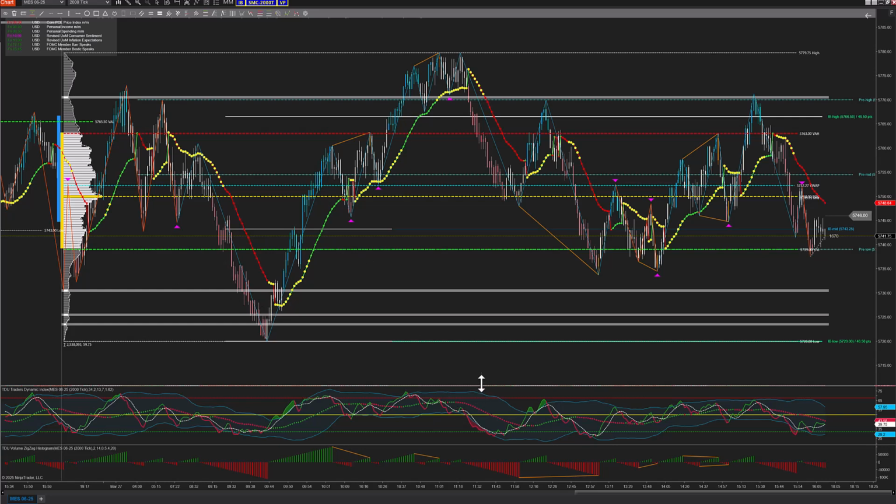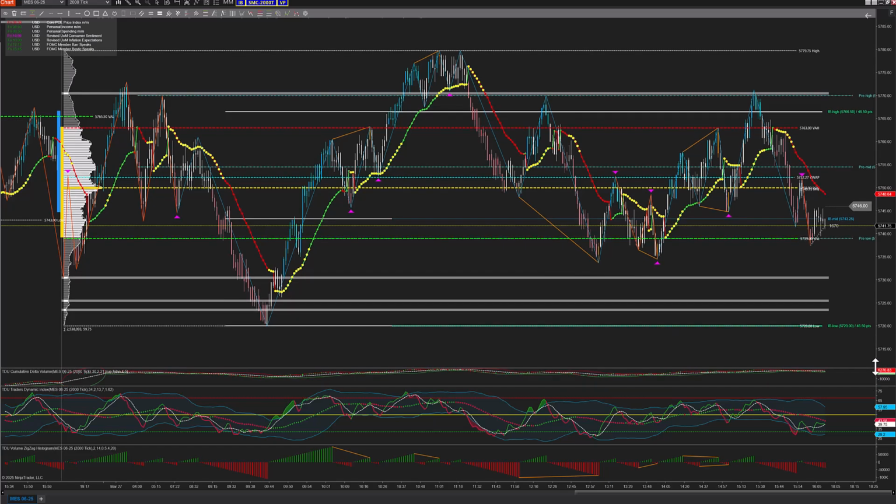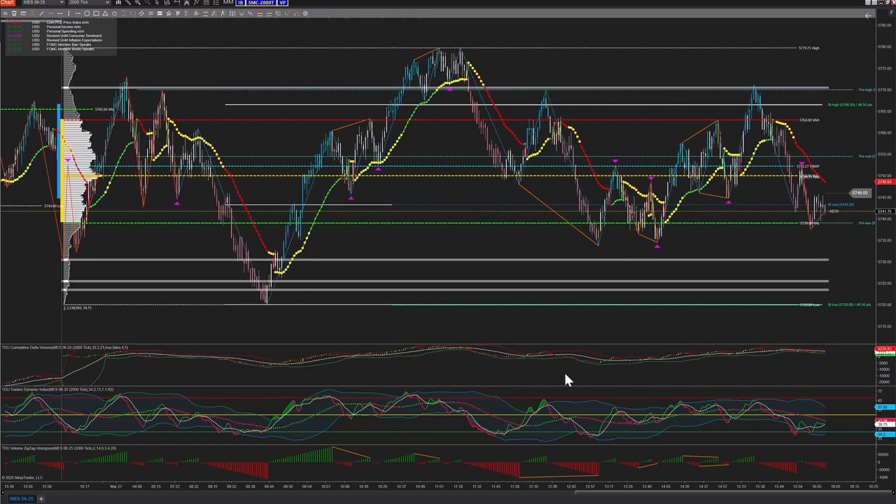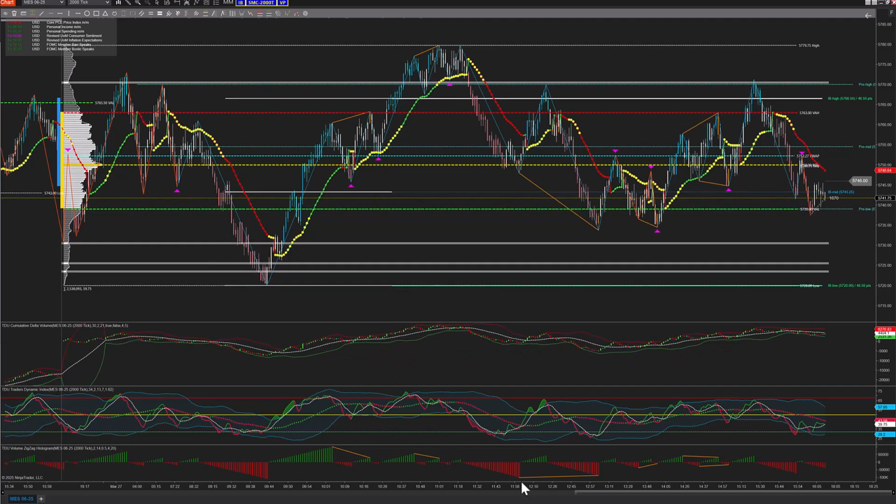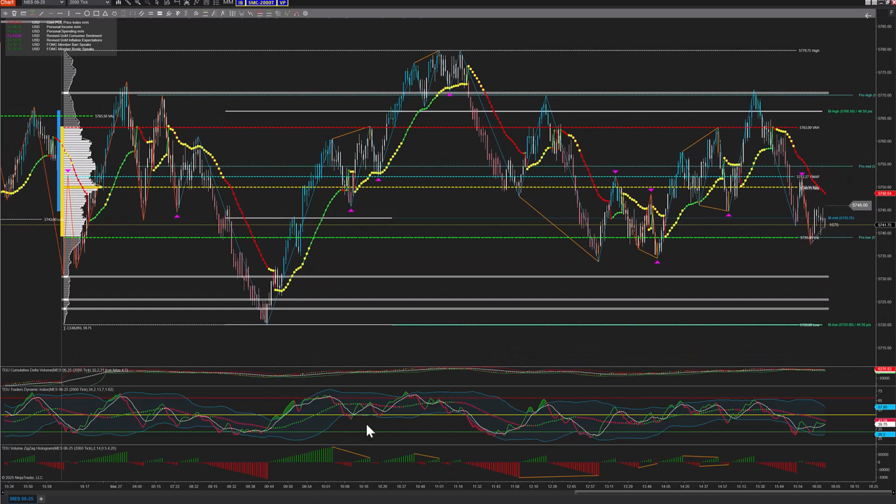What did I have up there? I had a cum delta. Do I look at it? Yes, of course. RSI. That's a TDI, which is just RSI and a Bollinger Band, and then a volume histogram. Do I look at them? Yes, but are they essential? No. This is what's essential. This is luxury. Could I trade without them? Absolutely. Could you? Absolutely.